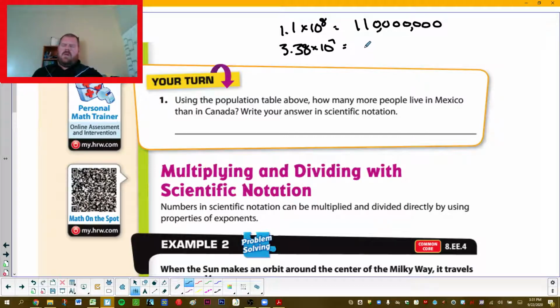That way will work almost all the time: turn it into standard notation. In this problem we're going to have to do something a little bit different, but we'll talk about that in a second. My 3.38 times 10 to the 7th is going to have 5 zeros, so I'm going to write it this way. For this problem, they want to know how many more people live in Mexico than Canada. That is a subtraction problem.